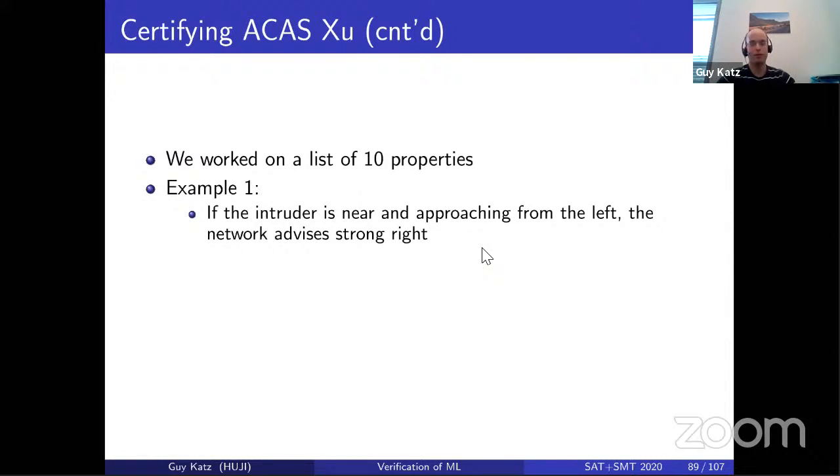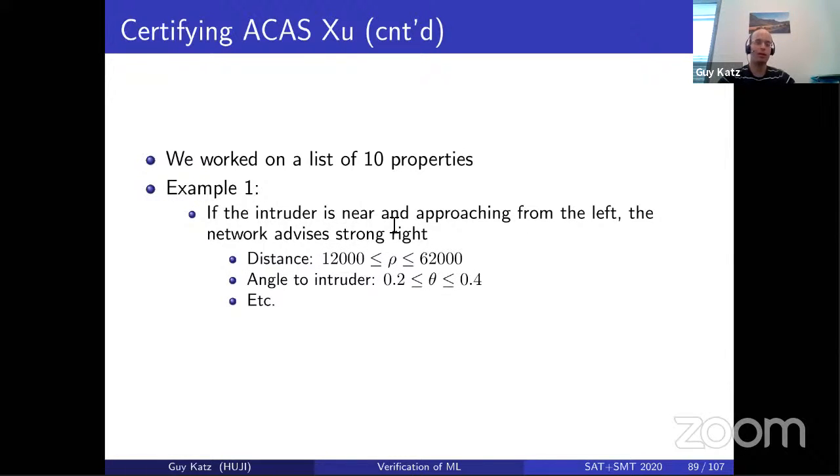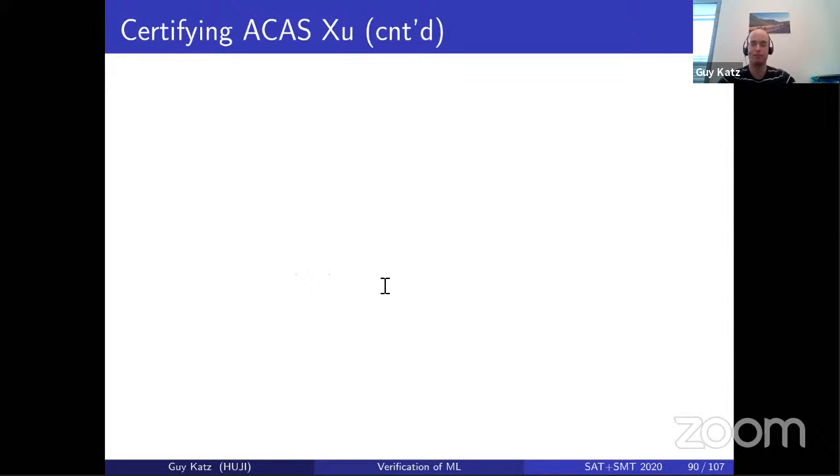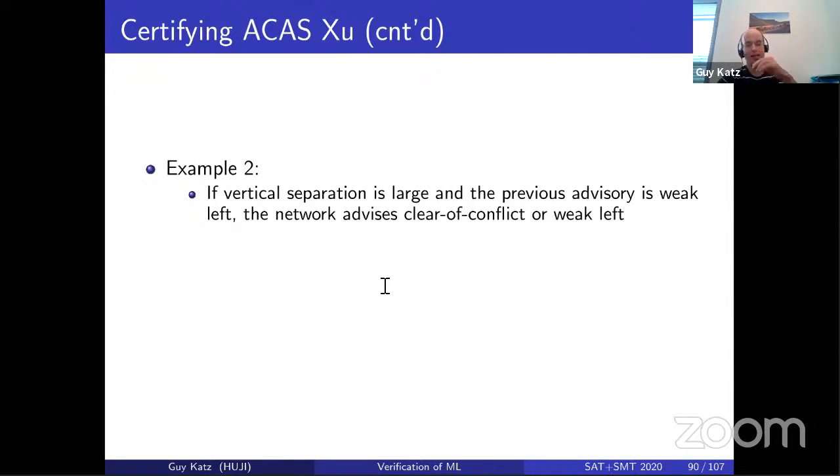For example, if the intruder is near and approaching from the left, then the network advises strong right. And this they formally defined, okay? So they gave this as linear constraints on the inputs and outputs of the network. And in one case, like for example, for this property, we were able to prove it. So again, prove it for any possible input that satisfies these preconditions. Right? So a much stronger statement than just, look, we tested and it seems to be okay, but rather a much stronger guarantee.